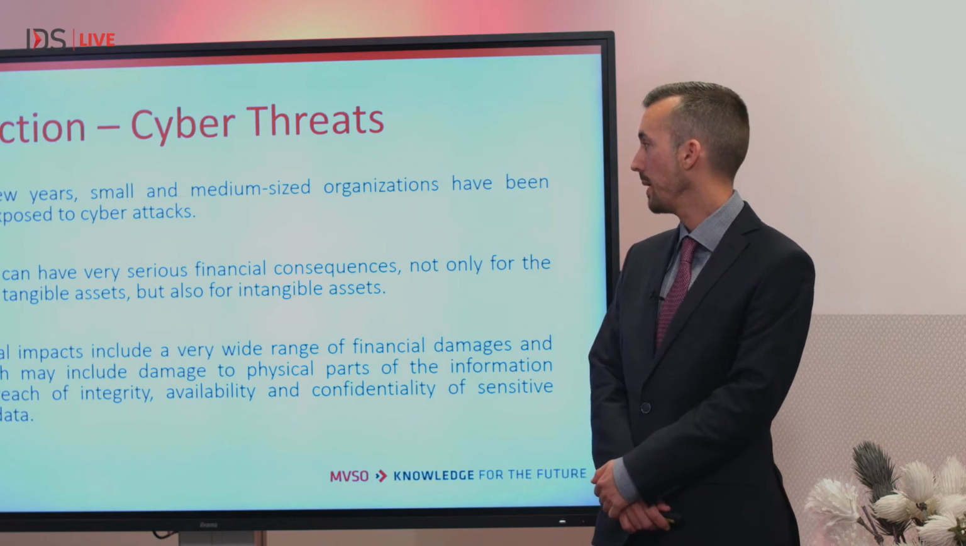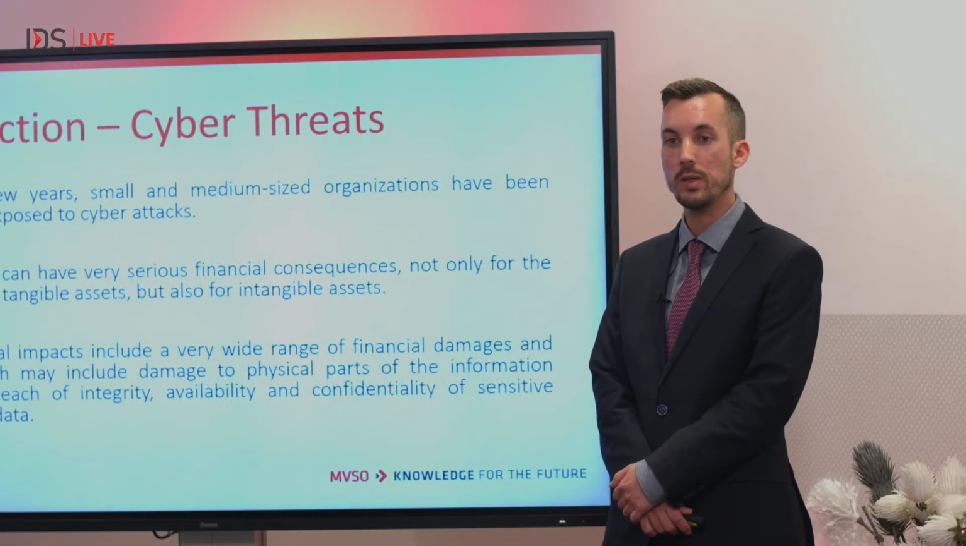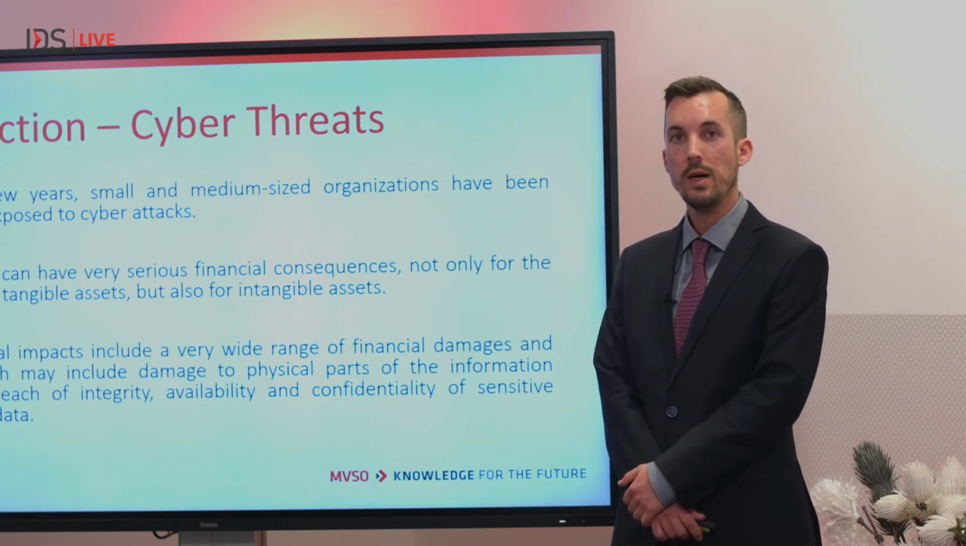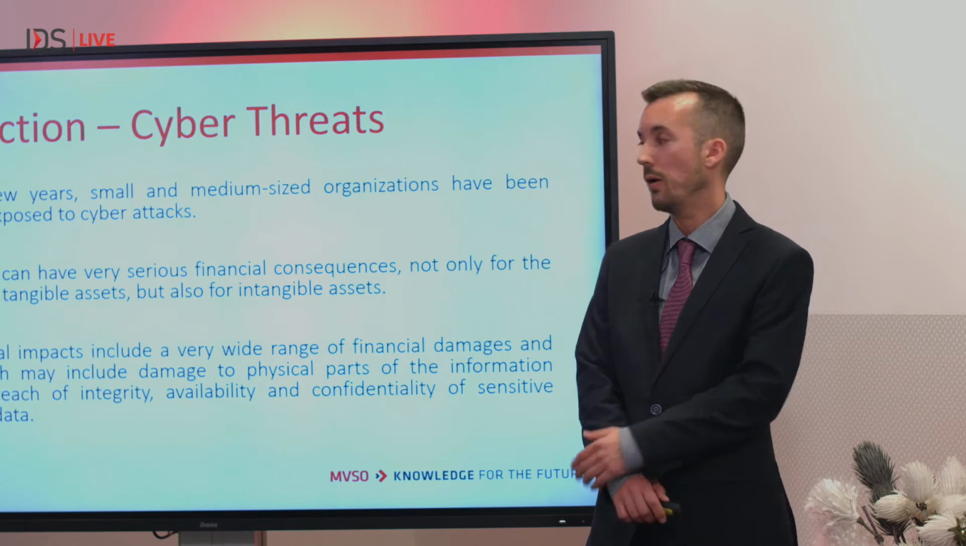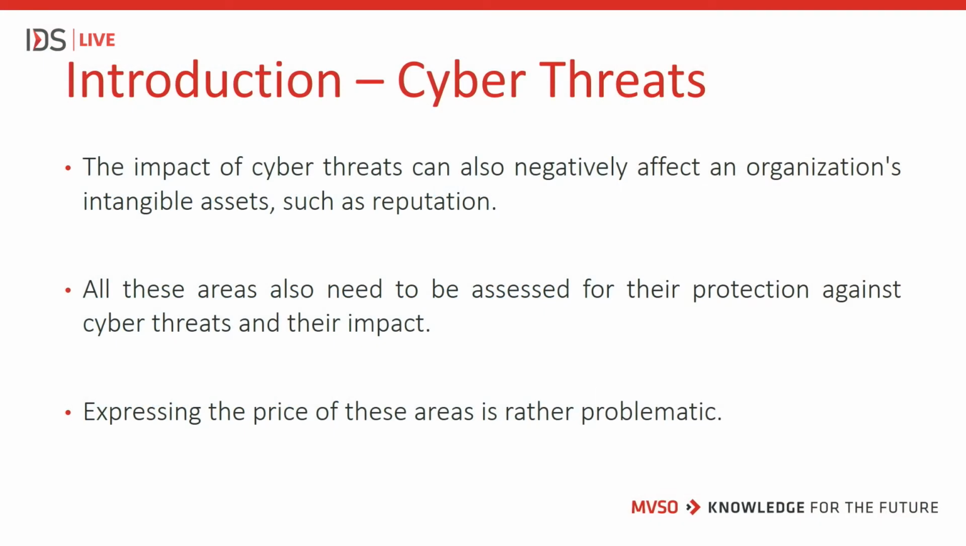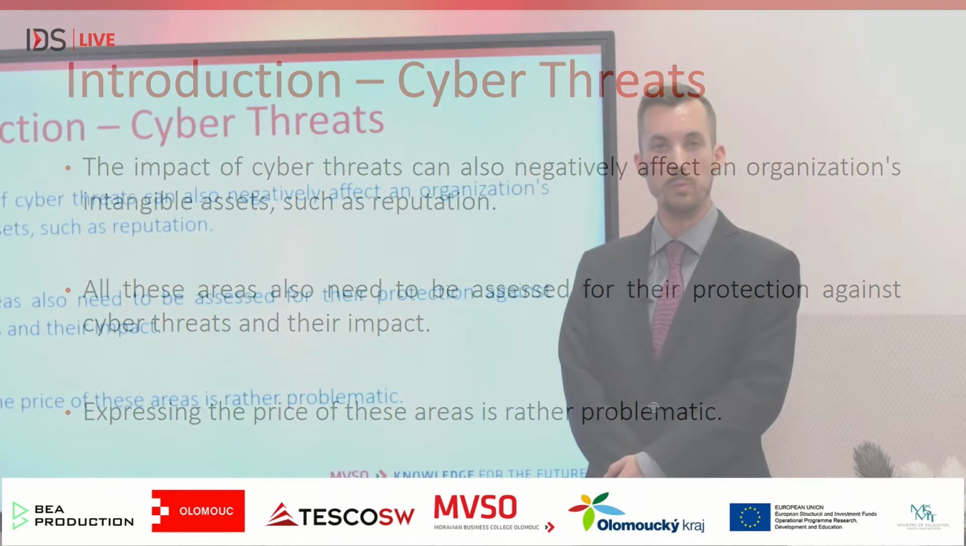And these financial impacts include a very wide range of financial damages and defects, which may include damage to physical parts of the information systems, like hardware, servers, etc., or a breach of integrity, availability, and confidentiality of sensitive data. This data can be about customers, about business partners, or about know-how. And expressing the price of these areas is rather problematic. So the aim of this paper was to identify all areas in the information environment which are necessary for economic or insurance purposes to value.